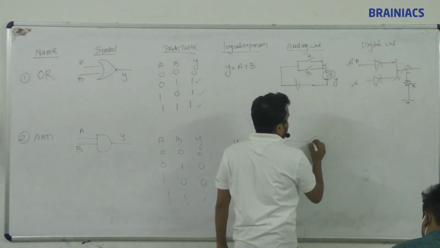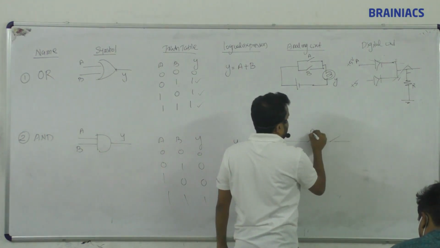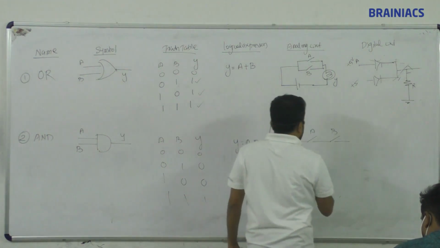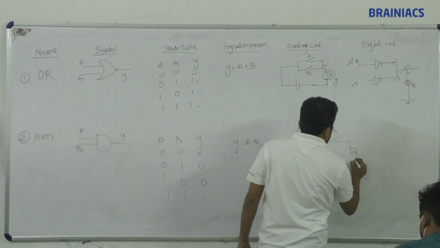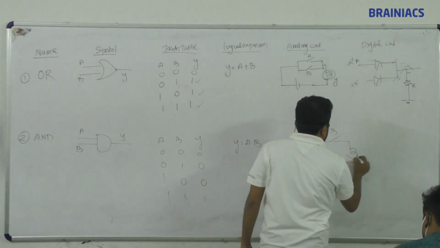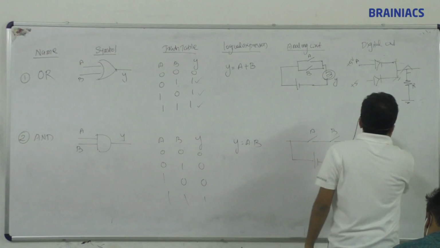An analog circuit: one switch and then a second switch, A and B, connected to a battery and connected with a bulb. Digital circuit.